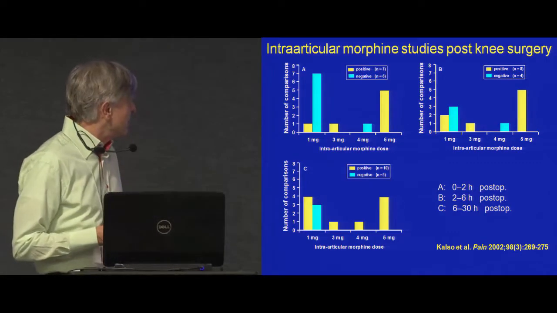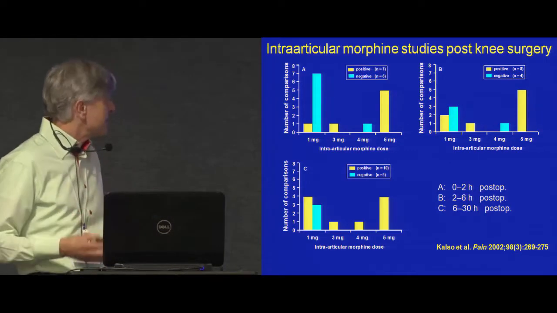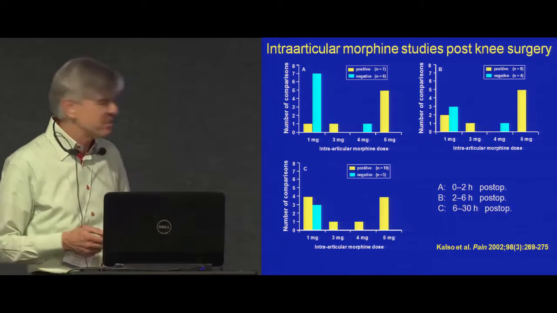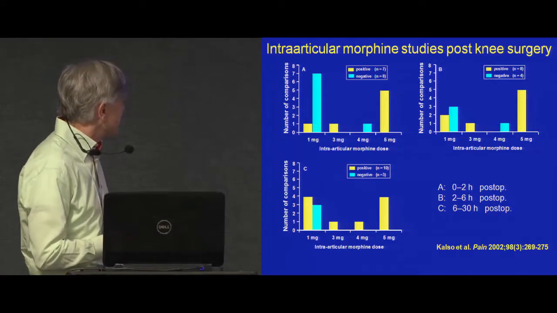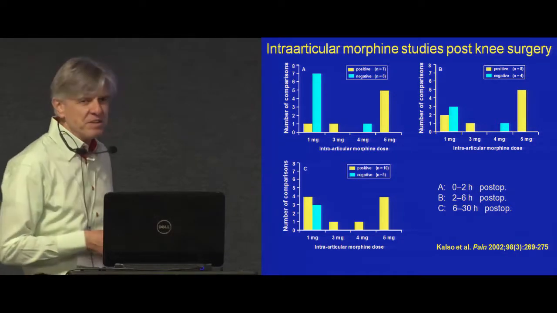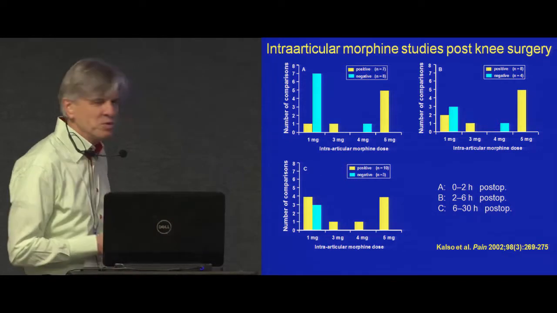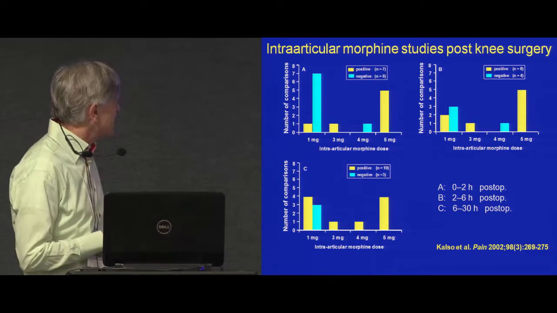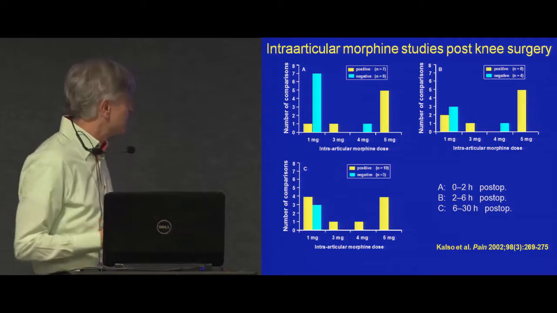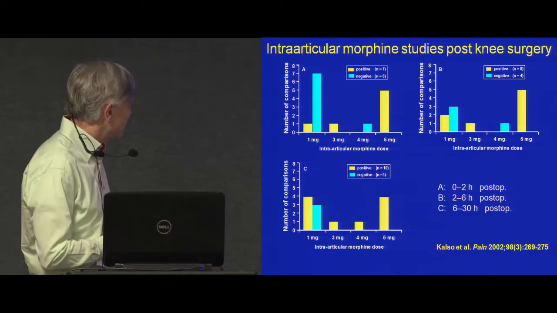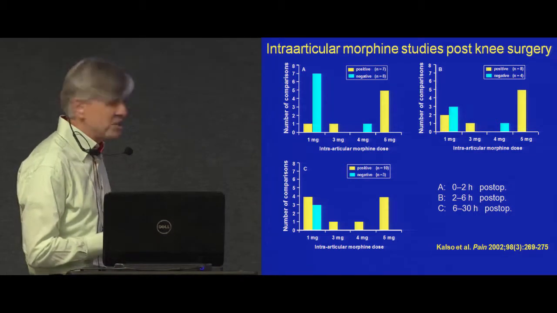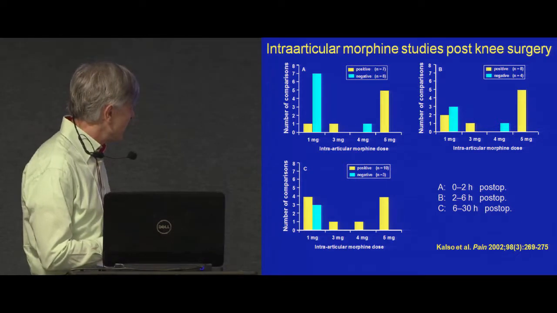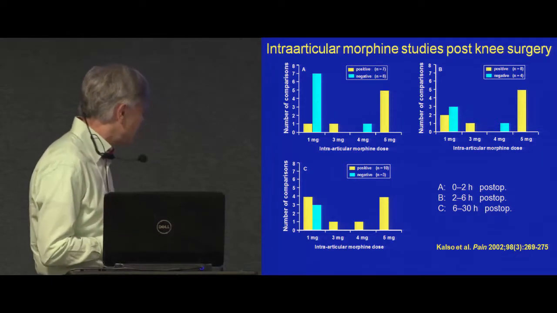And then years later, there was a meta-analysis. There were more studies coming out, and Eija Kalso, who just introduced this session, did this meta-analysis, and I believe at that time, this was in 2002, there were about 40 studies included in this meta-analysis, and so many different groups did the same thing. They injected different doses of morphine into the knee joint after arthroscopic knee surgery, 1 milligram, 3, 4, or 5 milligrams.